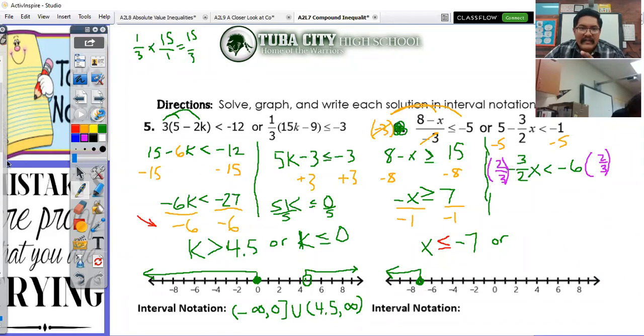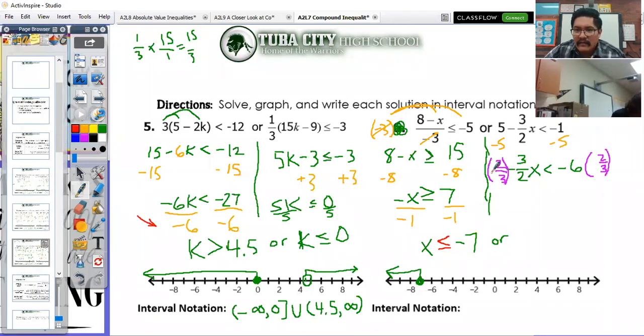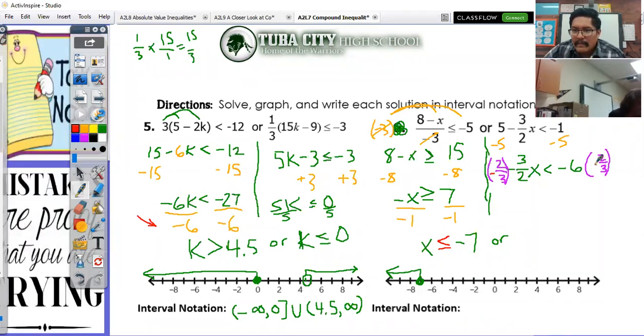Now, I also have to get rid of this negative as well. Okay, so don't lose track of your negatives. That's something that can happen to anybody. Anybody can do that.